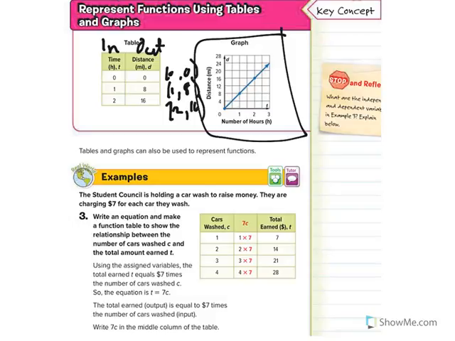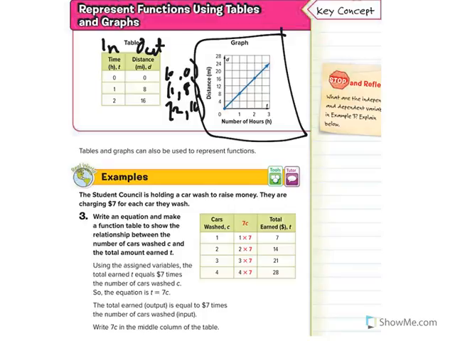Then you'll connect those points, and you're going to actually continue the line through the points and draw an arrow to show that it will continue. So if they traveled 3 hours, it would continue to be 24 miles, and so on and so forth. So that arrow there is important.